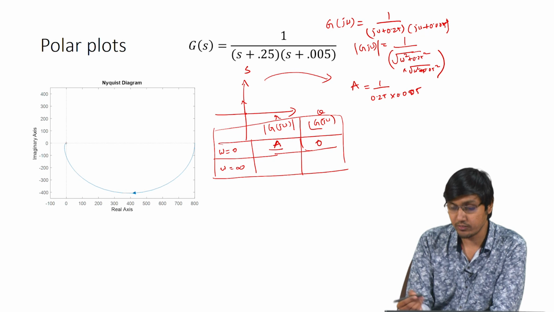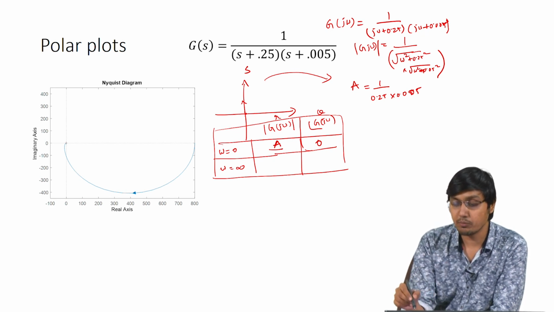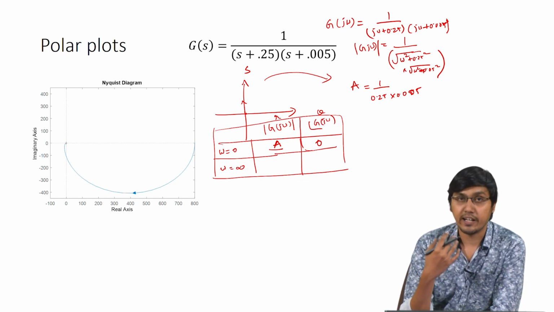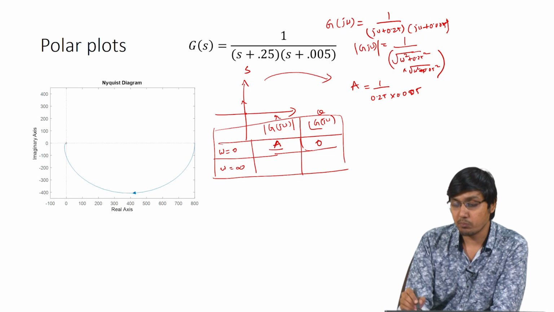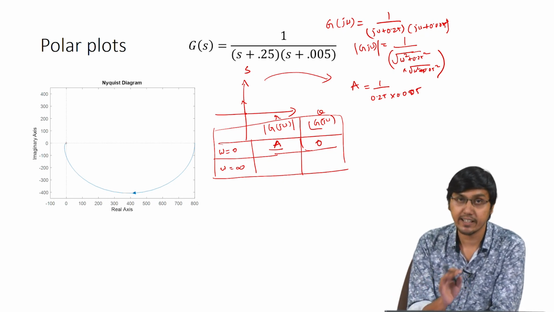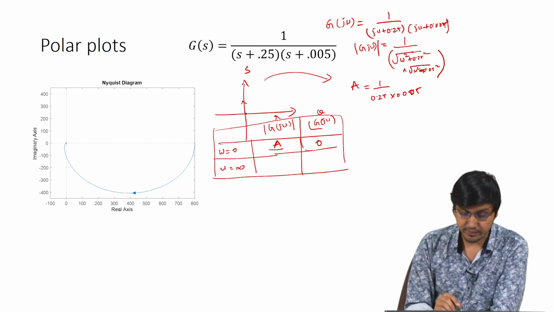So, if you just substitute in g of j omega with omega equal to 0, the j terms vanish. So basically there is no imaginary term in that. What you have is 1 by 0.25 into 0.005, which is just a real number and a positive number. Positive number means the angle is 0. So that is what we have here.